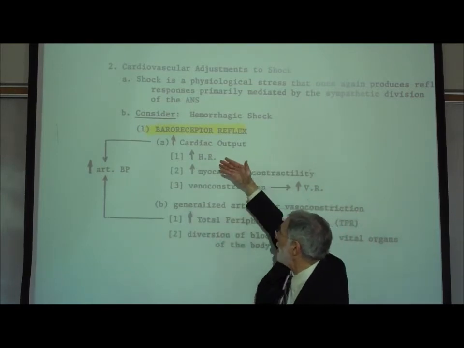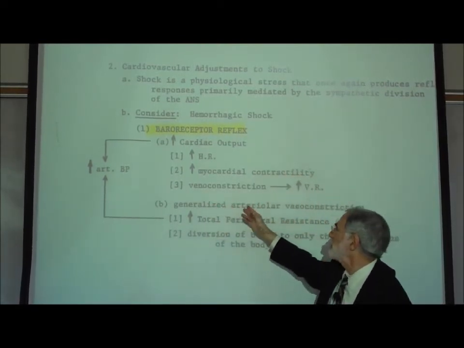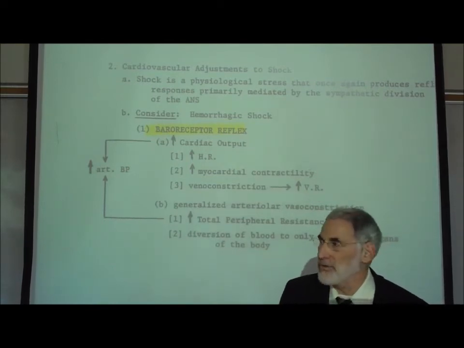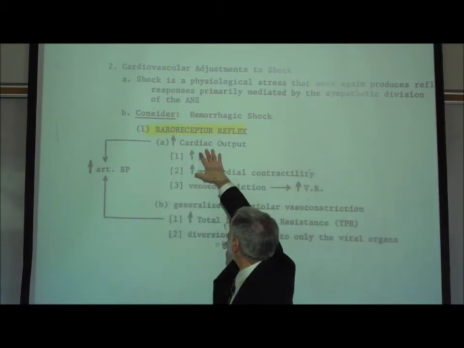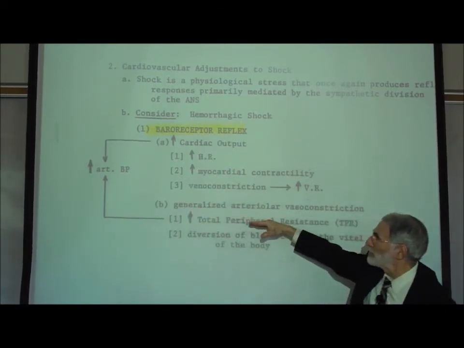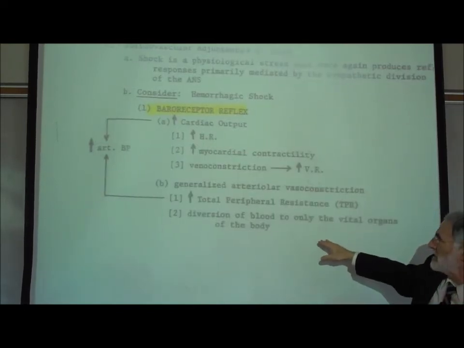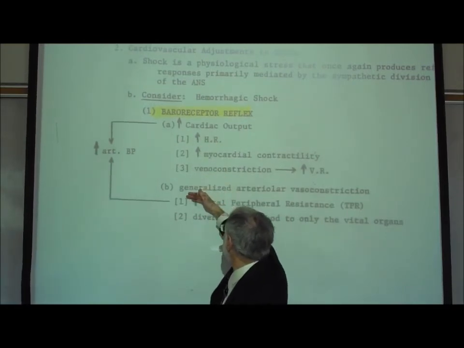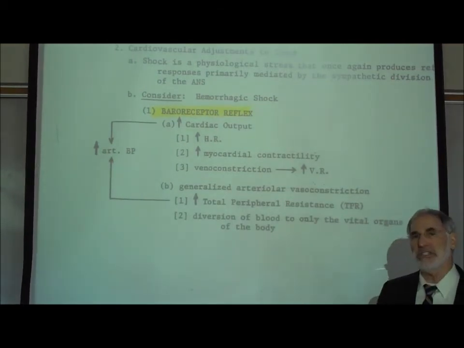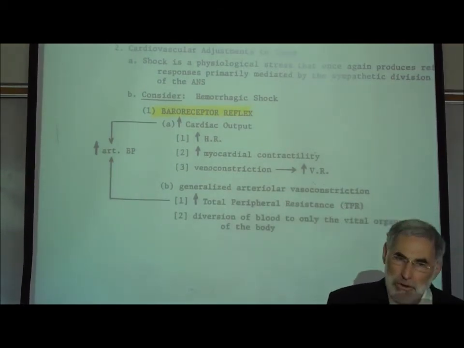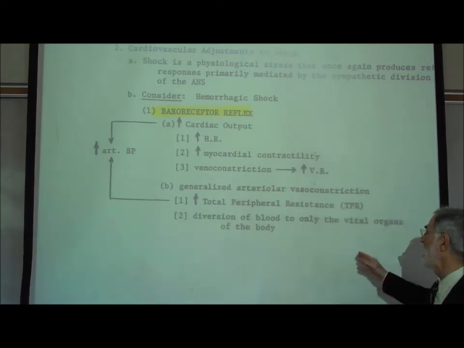They cause increased heart rate, tachycardia, increased myocardial contractility, venoconstriction, increasing venous return, leading to increased stroke volume. All three of these, of course, lead to an increase in cardiac output. And also the sympathetics cause generalized arteriolar vasoconstriction, which increases total peripheral resistance. Between the increased cardiac output and the increased total peripheral resistance, we get an increase in arterial blood pressure. We therefore see that as there is a decreased flow of blood to most organs of the body, that blood can now be diverted to the vital organs of the body, including the brain.